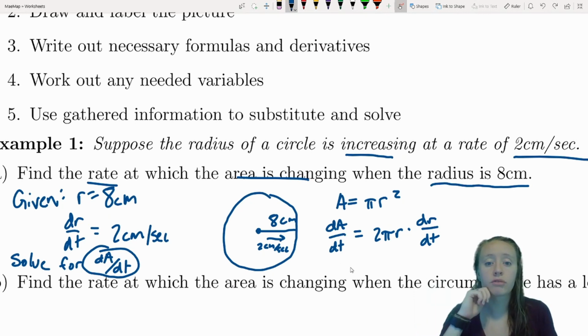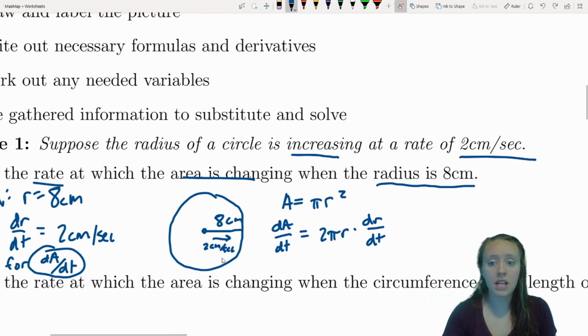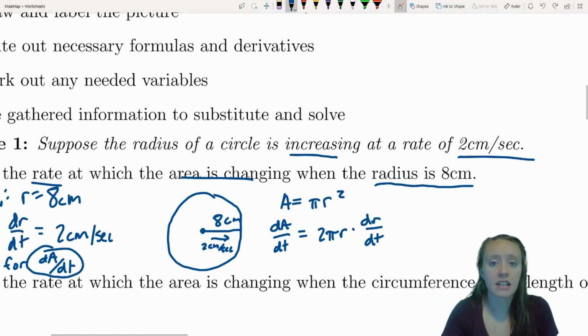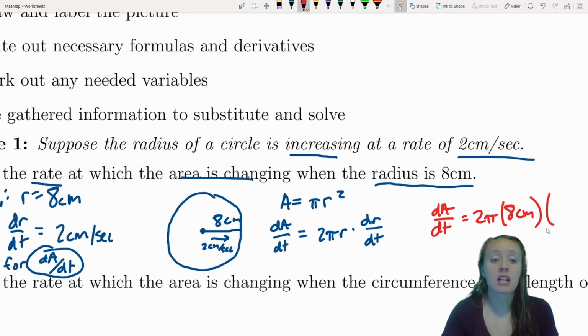If I'm trying to solve for dA/dt, are there any other variables that I need in order to solve for it? Well, I ask myself, do I have r? Yep, that was given. Do I have dr/dt? That was also given. So I have all of my necessary variables to solve for dA/dt. Let's just plug those in. I'll do this in a different color since it's our final step. dA/dt is going to be equal to 2 pi times my radius of 8 centimeters multiplied by my rate of change, which is 2 centimeters per second, my dr/dt.